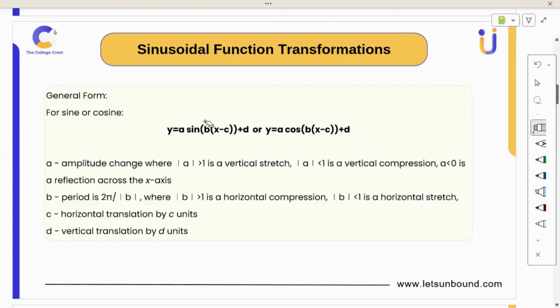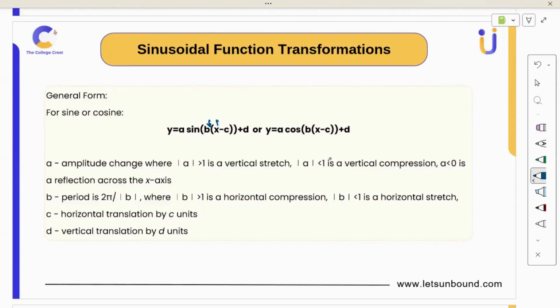The period is 2 pi by modulus of b, where modulus b greater than 1 is a horizontal compression. If your modulus b is less than 1, it's a horizontal stretch, right? Whichever we multiply inside a function represents a horizontal change. So if it's greater than 1, it's a compression; less than 1, it's a stretch.